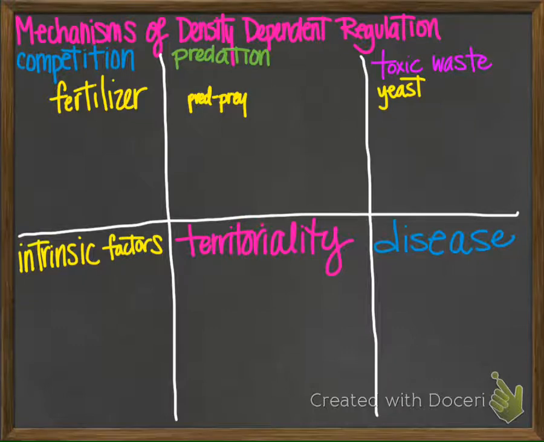Intrinsic factors are things like reproductive rate sometimes. If you're looking at white-footed mice, if there's really high population density, reproduction rate drops, and you have crowding that causes aggressive interactions and hormonal changes that actually delay sexual maturity and depress the immune system so that you get sick easier.